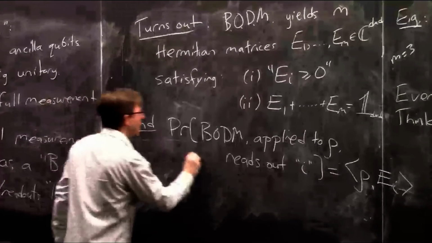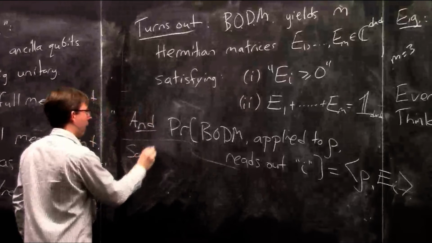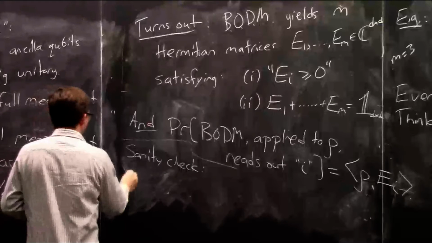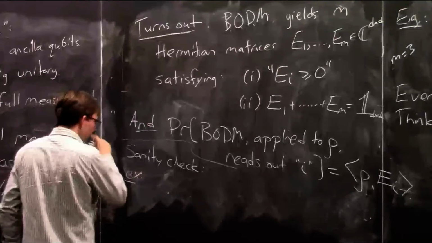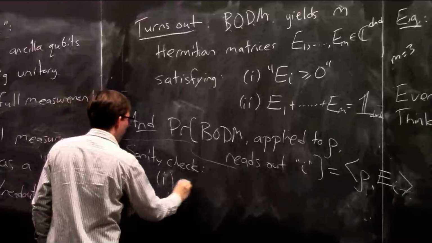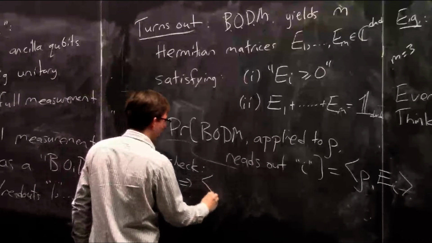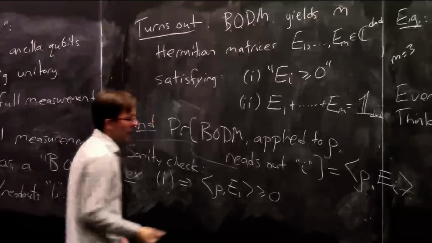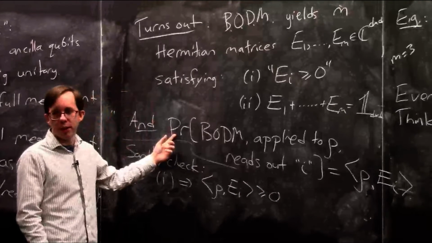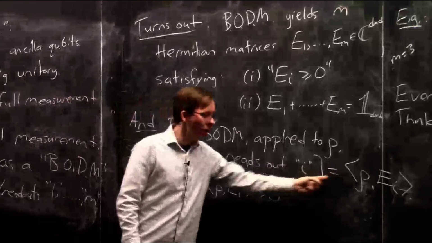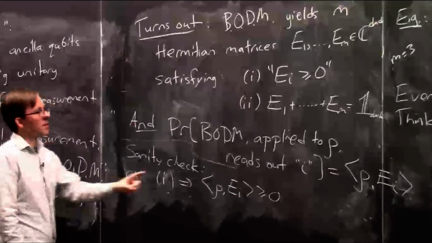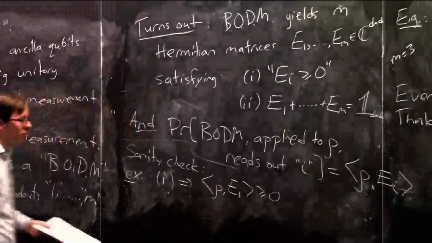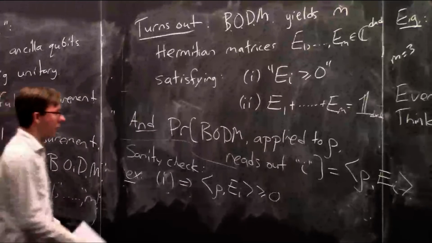And as a sanity check, I'll leave it as an exercise for you. First of all, condition 1 implies that all these numbers are non-negative. I mean, that better be the case if this is a normal probability of something happening. But it's not hard to show that since rho is a positive matrix and E_I is a positive matrix, this is non-negative. I think that will even be on your homework. This is for all I.